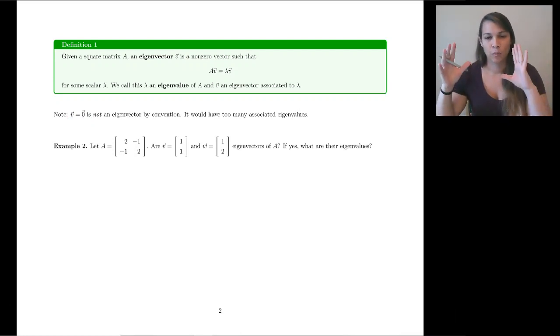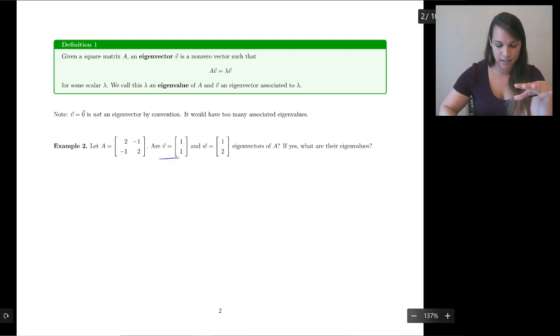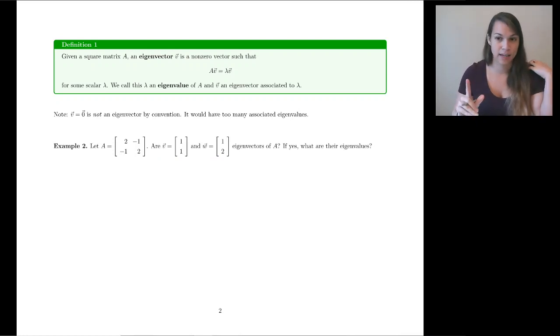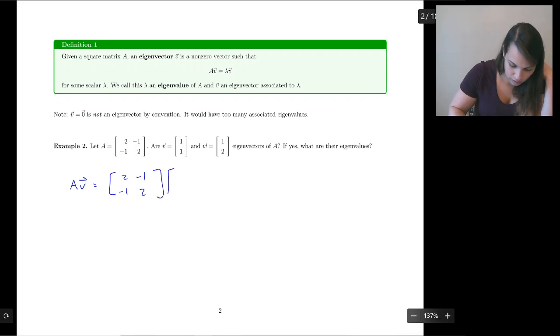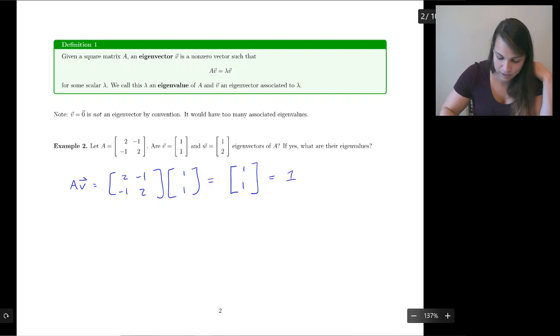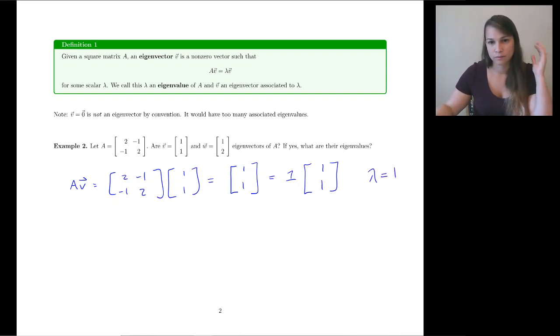So let's start easy. We have a matrix. Let's check if v or w are eigenvectors for A, and if yes, what the eigenvalues are going to be. So here's A times v. That's going to be the matrix 2, negative 1, negative 1, 2 times 1, 1, and that gives us 1, 1. Excellent. That would be like having a constant of 1 out in front, so we would say our eigenvalue is 1.